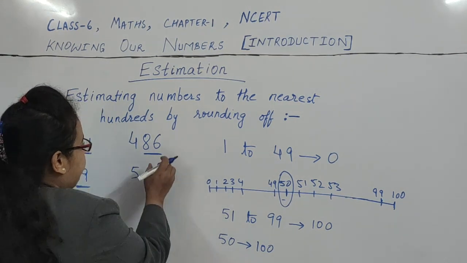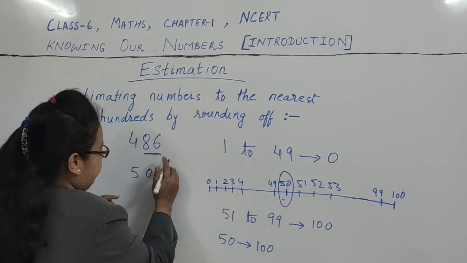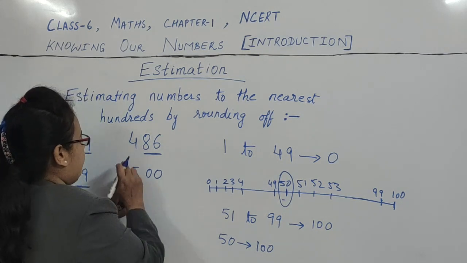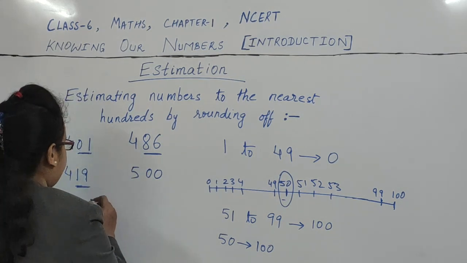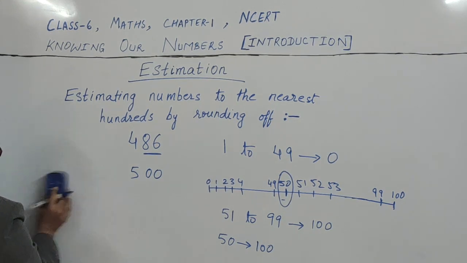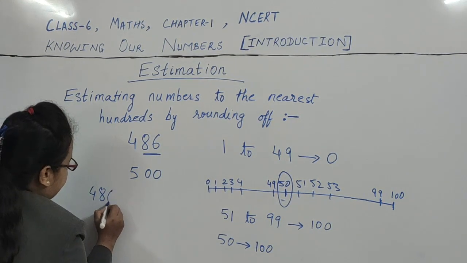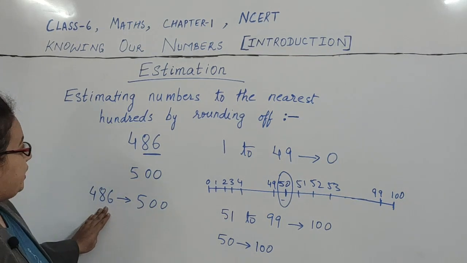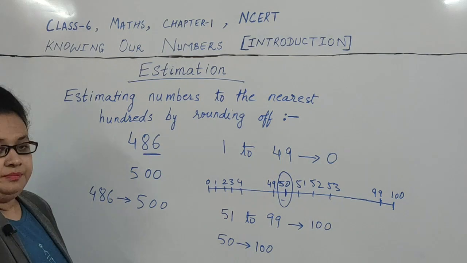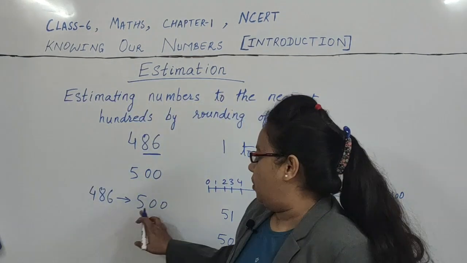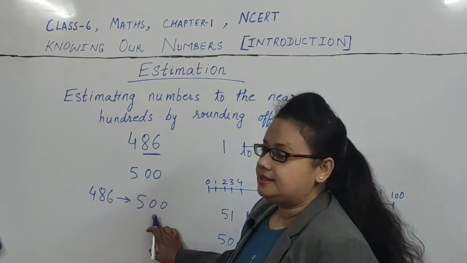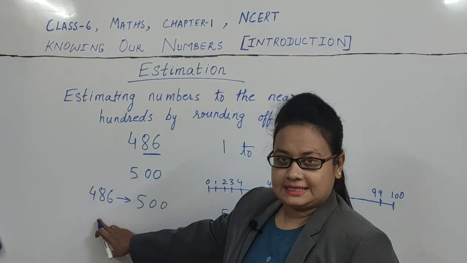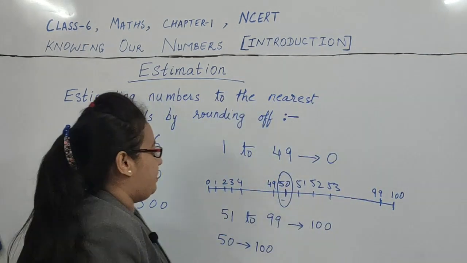What did we do? This 86 is rounded off to 100. How do we write 100? 0, 0, and 1 will be carried. This 1 plus 4 will become 5. Means 486 is rounded off to 500. When we are rounding off 486 to the nearest hundreds, we round it off to 500 because 500 is the closer hundred for this 486. Okay. Now let us take one more example.